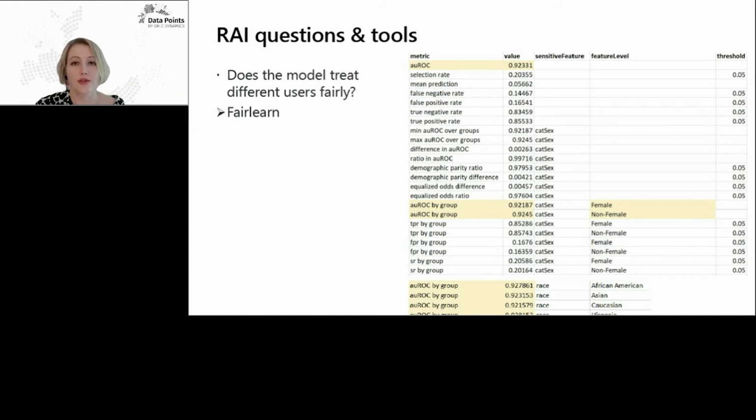But then using FairLearn, you can break it down into lots of different metrics, including looking at the accuracy per group. So we can look at the accuracy for female and non-female patients, and also look at the accuracy by different racial groups. There are a lot of interesting metrics there to help you keep track of whether the model is performing equally well for different groups. So that one is called FairLearn.